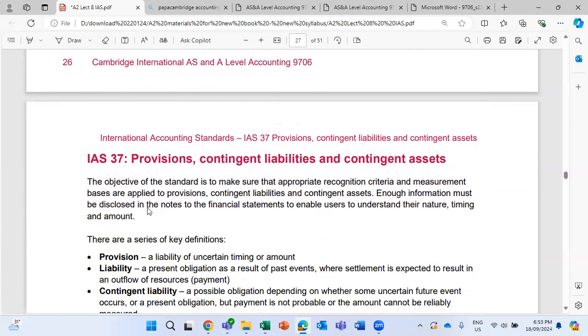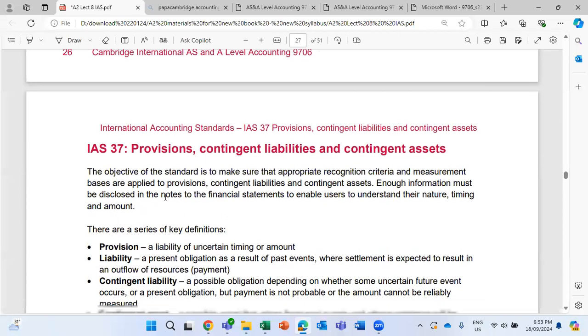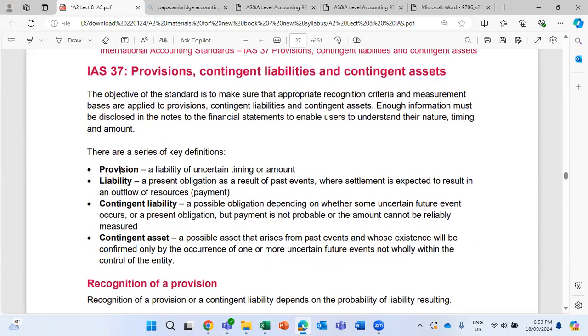Okay, next we come to IAS 37. IAS 37 deals with provision, contingent liability, and contingent assets. So we first need to understand these few terms. Provision. So what is provision? Provision is a liability of uncertain timing or amount. That means we know that we owe, but the amount is an estimate. The amount is uncertain, and when we have to pay is also uncertain.